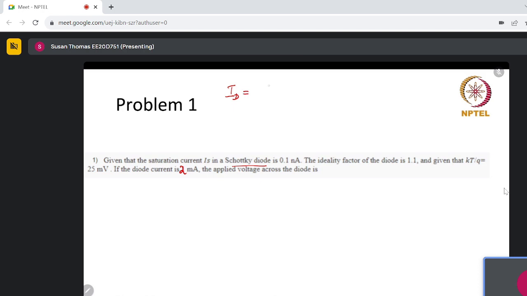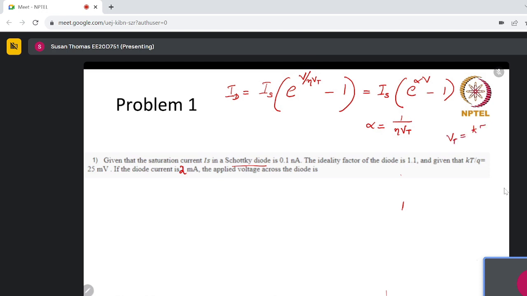So diode current ID is IS, that is the saturation current, e raised to V by eta Vt minus 1. Or you can also write it as Is into e raised to alpha times V minus 1. So here please note that alpha is 1 by eta Vt. And you know what is Vt? Vt is basically kT by q.